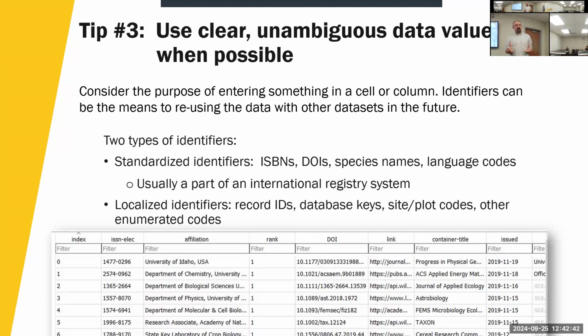Whenever we're adding something into a data set of any kind, and it has a standardized identifier out there, use it. Examples are ISBNs, which are book numbers, DOIs, which are common with literature, species names, and language codes. There are lots of different fields with lots of different standardized ways of talking about things. You use those standardized techniques because they make it very clear and obvious to everybody who might be interested in that data what it is you're talking about and what it is you're recording.